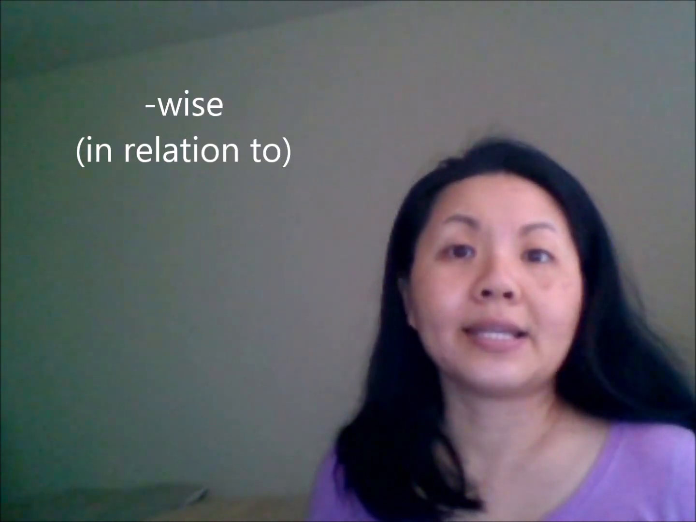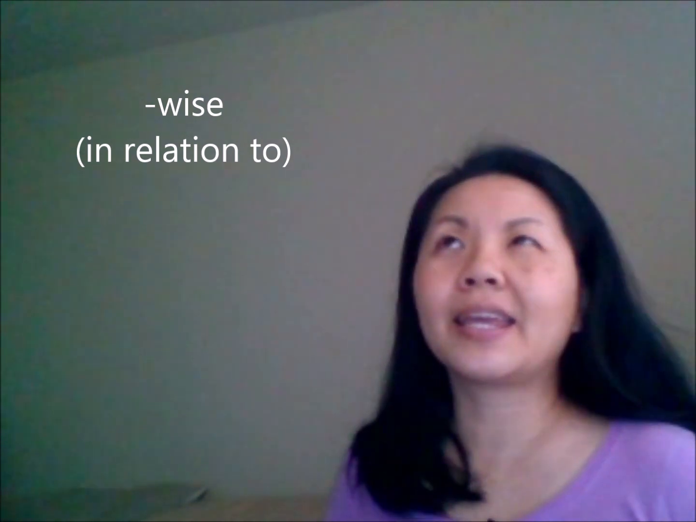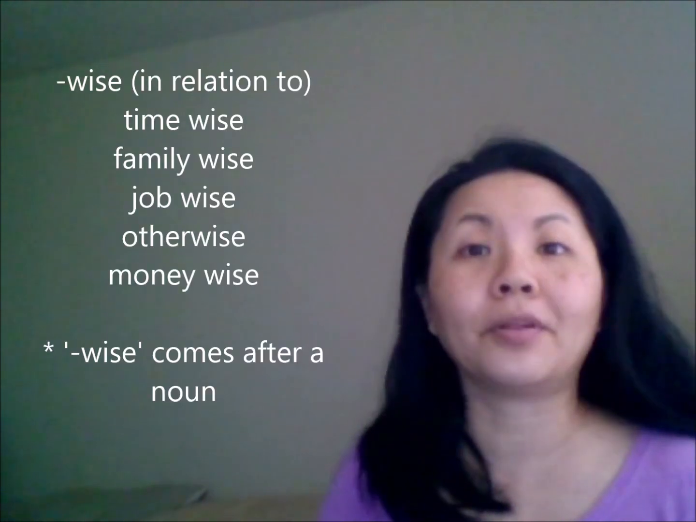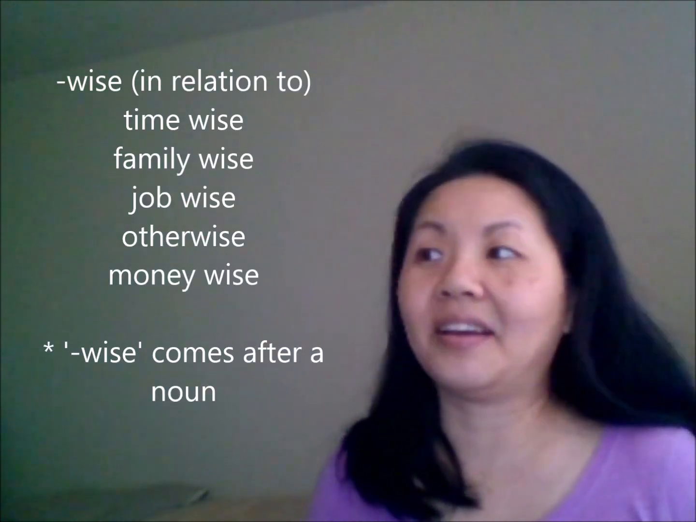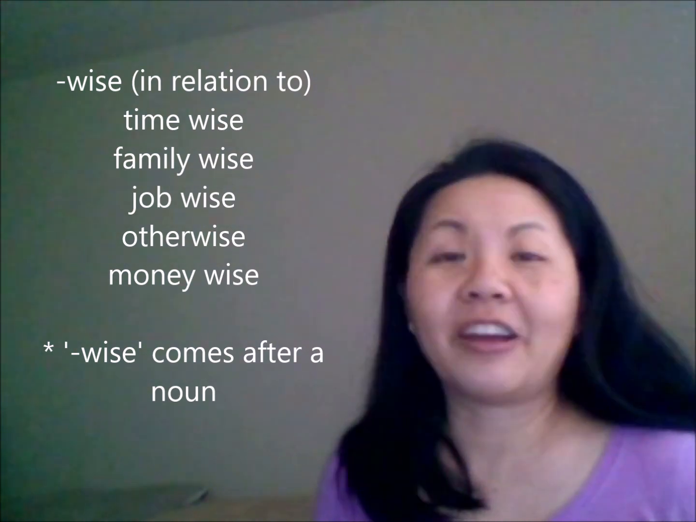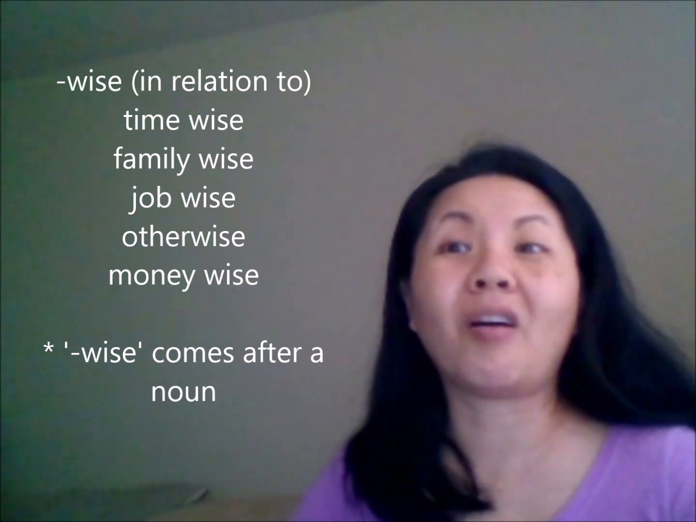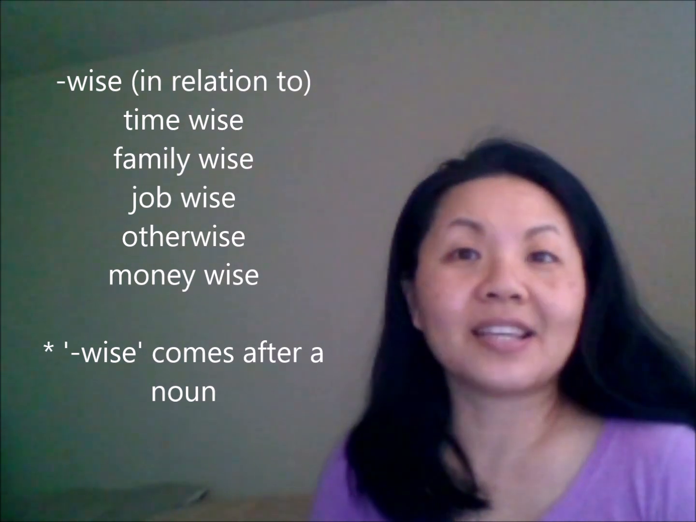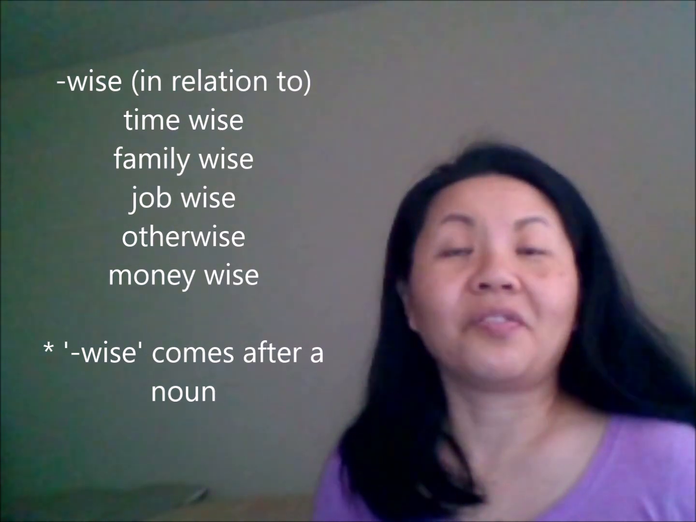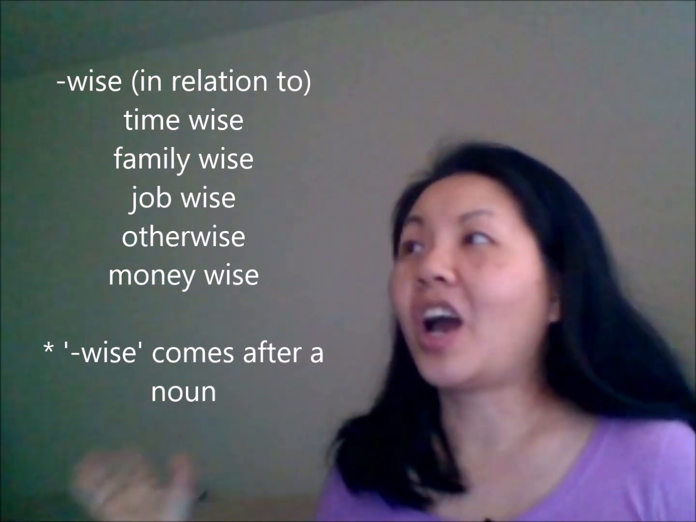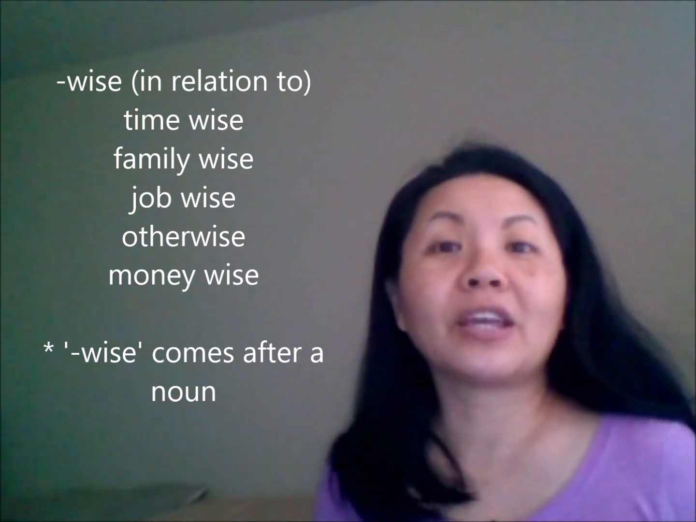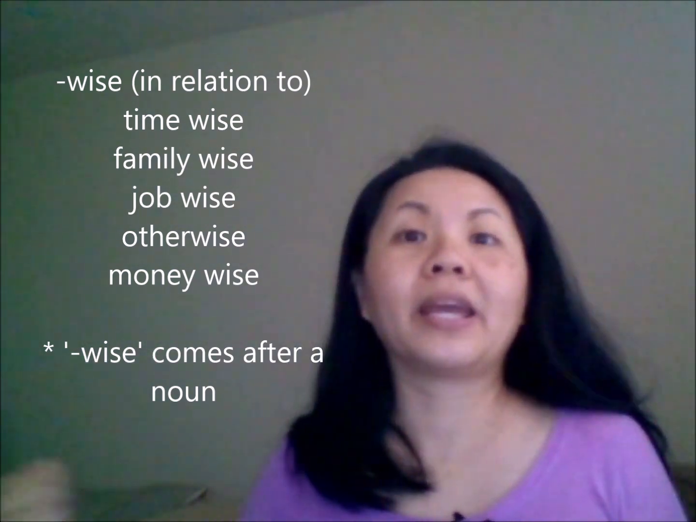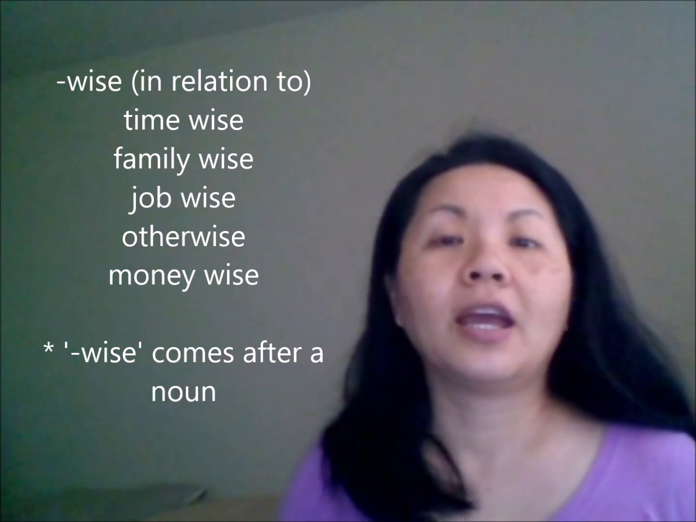The next one is wise. When we use the suffix wise, it gives us some kind of "in relation to." So for example, time-wise, I don't have much time to talk about all the suffixes in this video. Or family-wise, he's very happy right now. Job-wise, he is looking for a new job right now. So it's like in relation to job, in relation to family.